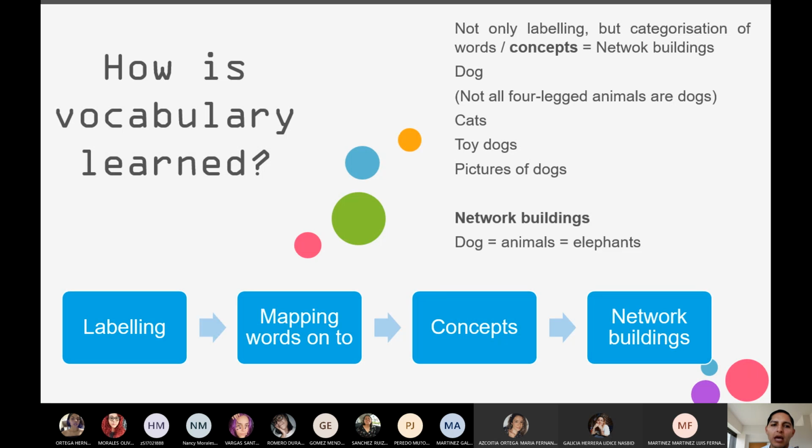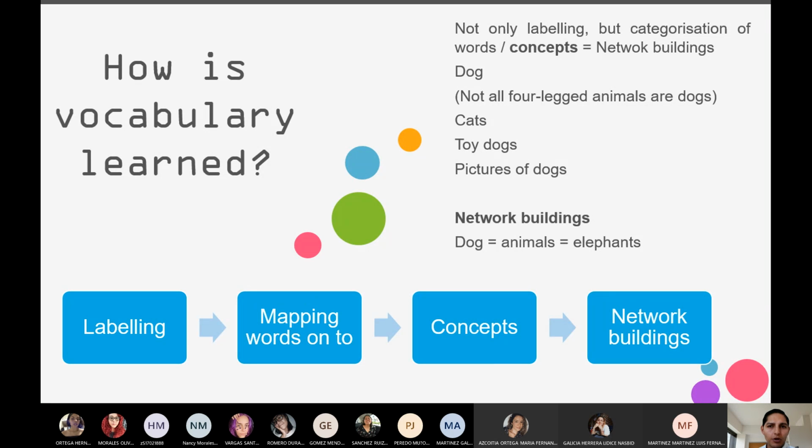How is vocabulary learned? Well, at the beginning by labeling. Okay, this is what babies usually do. They label words. Then they start mapping words onto concepts. They create concepts in order to categorize words. So the process of categorization of words is for concepts to take place. And then as a result, the creation of network buildings.